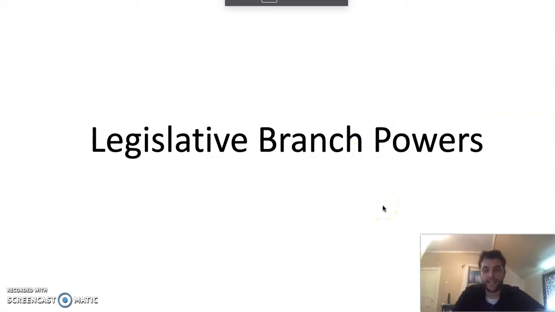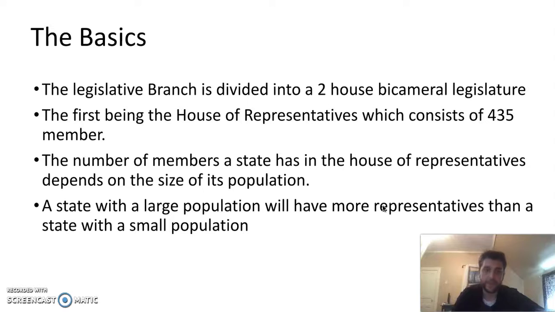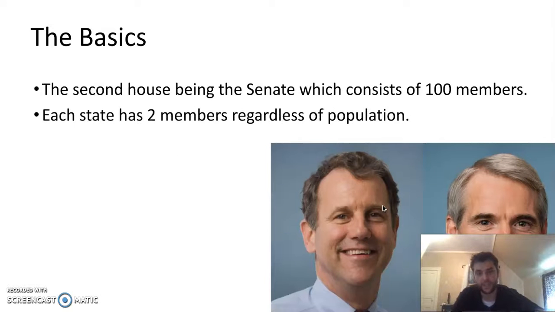All right, the legislative branch powers. The legislative branch is divided into two houses, a bicameral legislature. The first house, as we've talked about, is 435 members. We've talked about the division by population, et cetera. We've talked about the fact that the Senate has 100 members, 2 members per state. These are actually your 2 current senators.